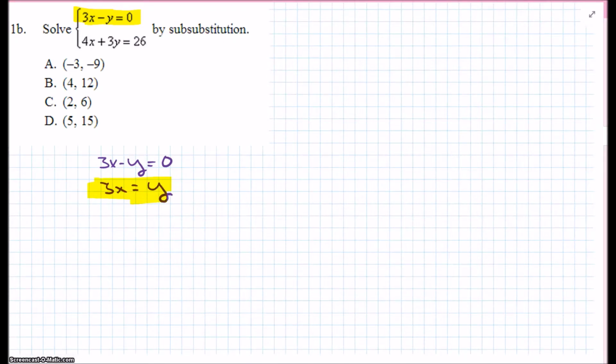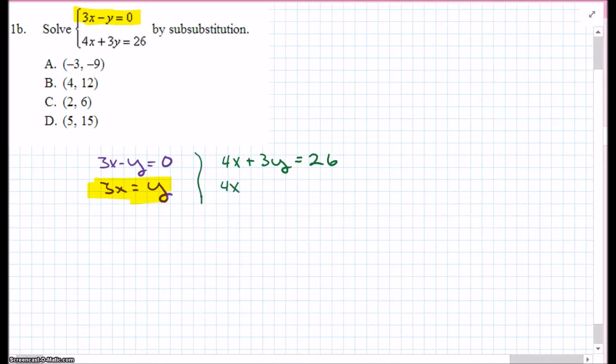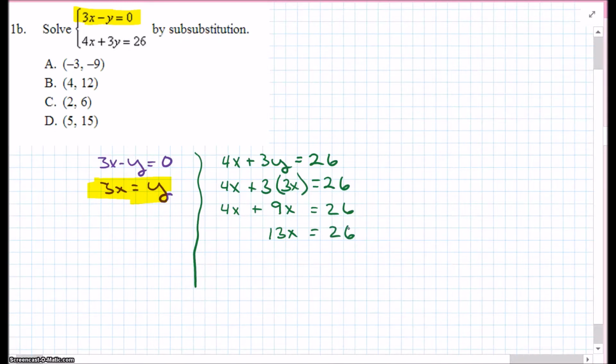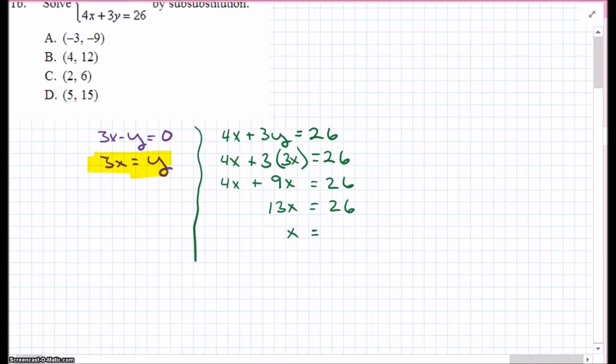So let's go to the next equation over. 4x plus 3y equals 26. So we're just going to substitute the 3x for y. So it's going to be rewritten as 4x plus 3 times 3x equals 26. So 4x plus 9x, 3 times 3 is 9, equals 26. 4x plus 9x is 13x, equals 26. Divide each side by 13, x equals 2.